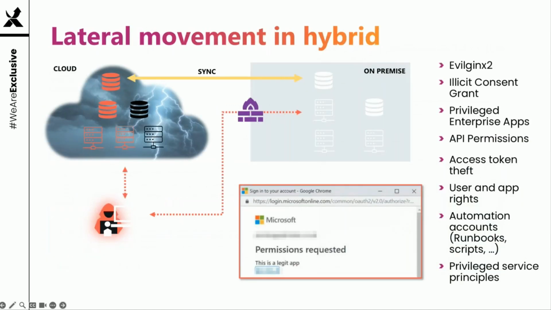We see examples of lateral movement where you go from cloud to on-prem because there is a synchronization between them, by using privileged service principals in the cloud, for example, and allowing illicit consent grants for malicious applications by triggering the user into allowing this. So it's another attack path. It's not phishing, but you can deliver it through phishing, but then the user allows an application, not really knowing what he's doing, with all consequences, of course.